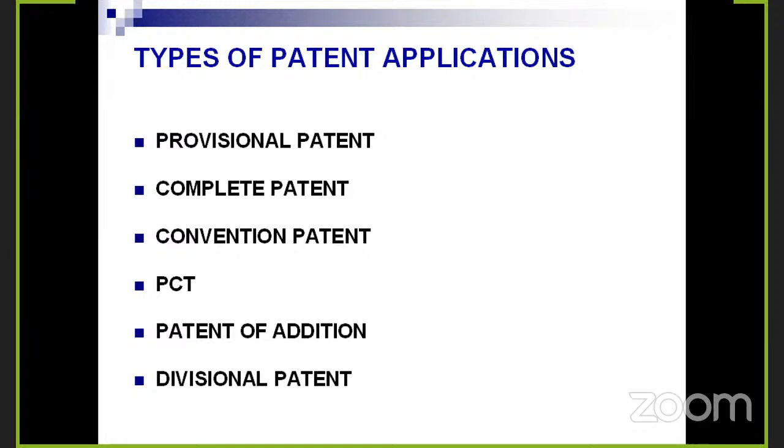Now let's also touch upon patent of addition and divisional patent. Both of these are patents that can be filed when you have some small incremental changes in the invention for which you've already filed a patent. So let's suppose you have filed a patent for a certain machine having a certain number of features. Okay, and now you have made some more changes to this machine in the next 1 or 2 years.